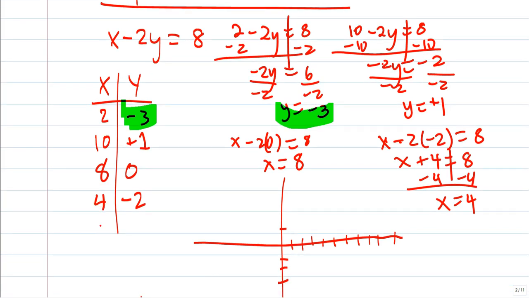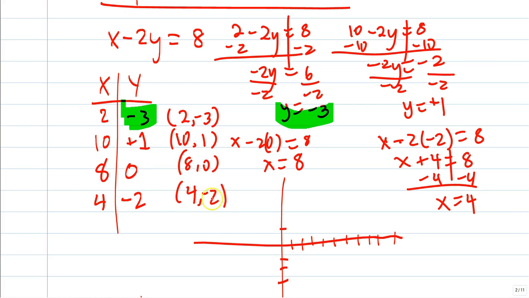All of these are points. All of these are solutions for this. We got 2, negative 3. We've got 10, 1. We've got 8, 0. And we've got 4, negative 2.